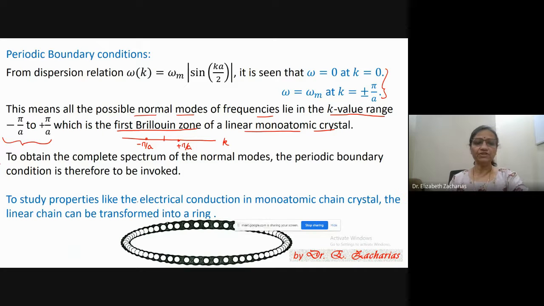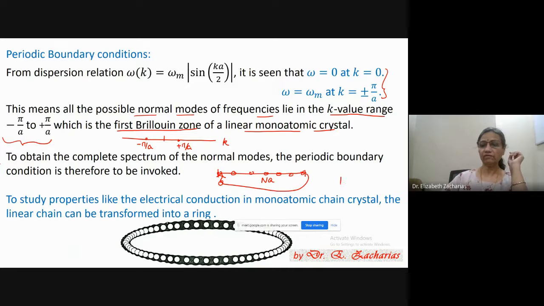And to obtain the complete spectrum of the normal modes, we have to use the periodic boundary condition. For that, we will take this chain, which has a length Na. We will take this entire chain having N atoms or ions. It's a linear chain. Now just connect both these ends so that you get a ring.